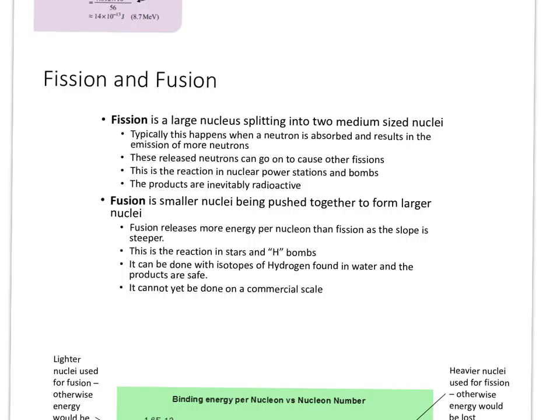Fusion is when smaller nuclei are pushed together to form larger nuclei. Fusion releases more energy per nucleon than fission as the slope is steeper. It is the reaction in stars and hydrogen bombs. It can be done with isotopes of hydrogen found in water, and the products are safe, but it cannot yet be done on a commercial scale.